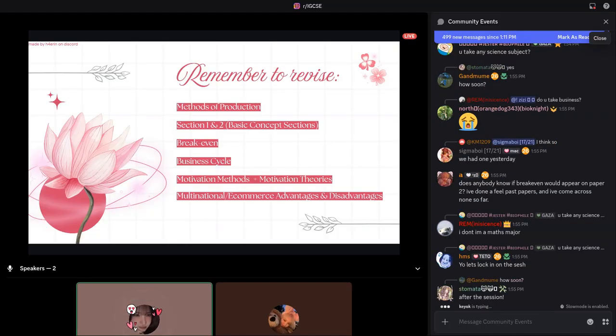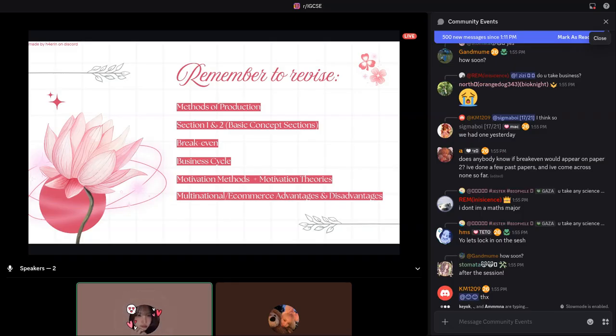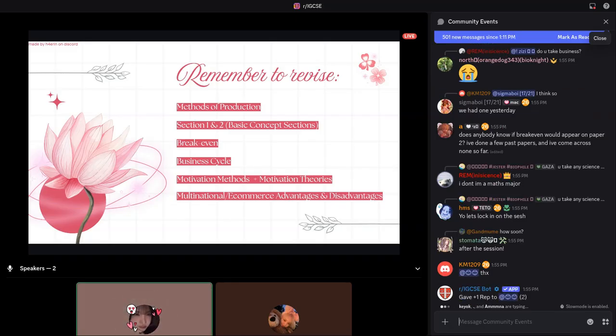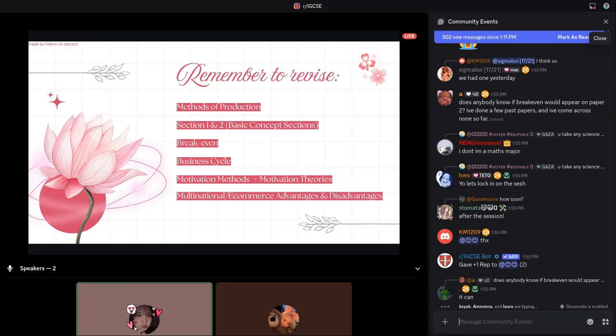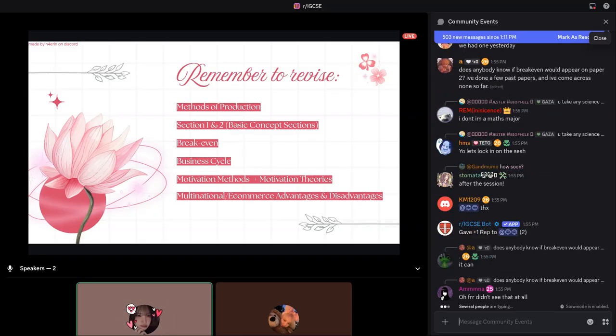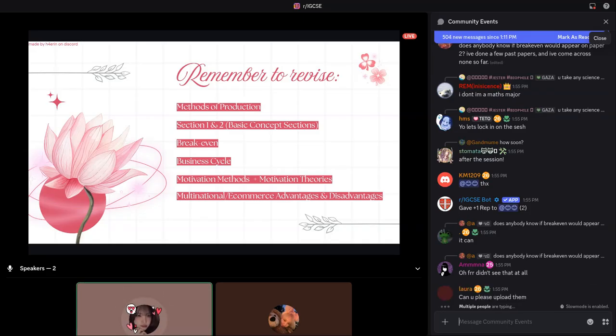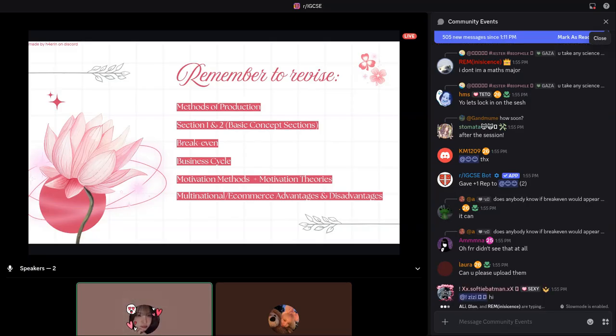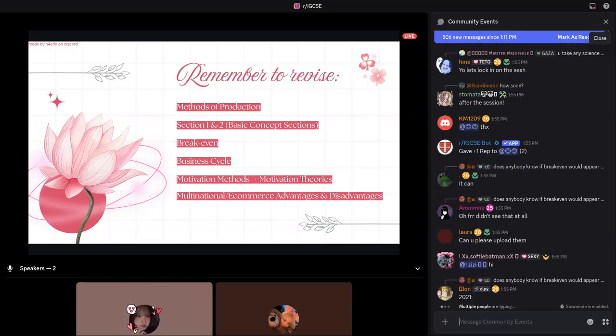Now, because I covered all the core concepts of finance and marketing, I just want to remind you all to remember to revise these: methods of production, job, flow, batch, and so on. Also Kaizen, just in time. Section 1 and 2, basic concept sections like communication. Please do study section 2 about communication, management, motivation, and so on.